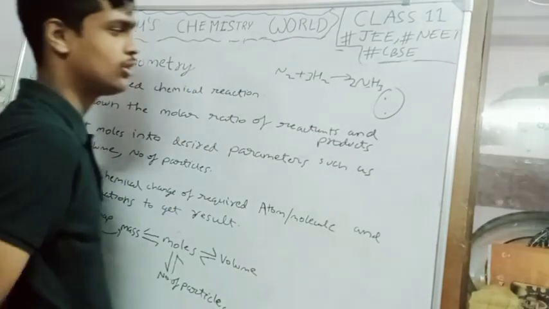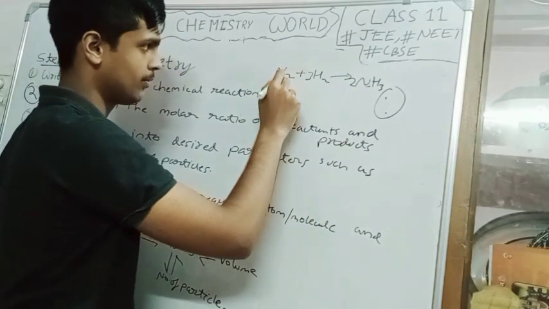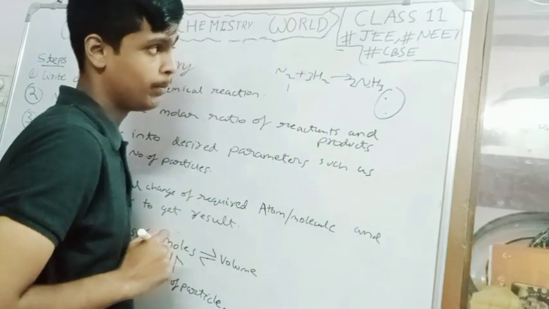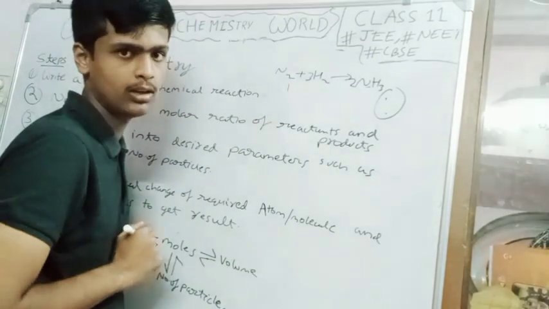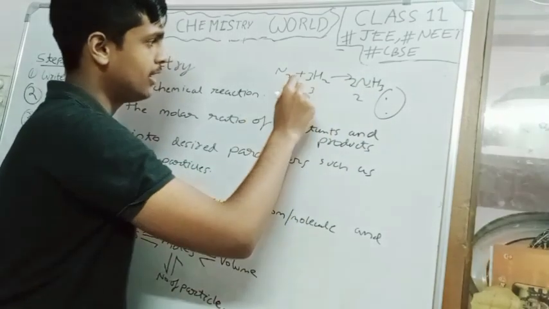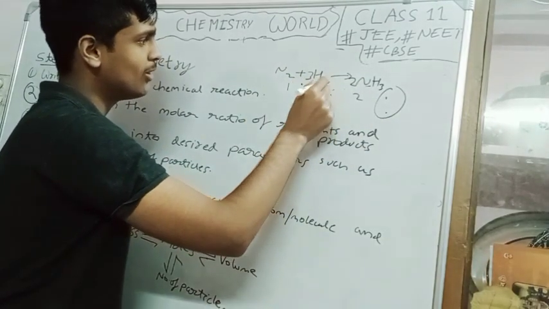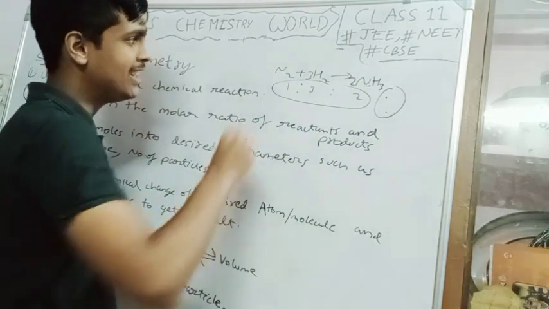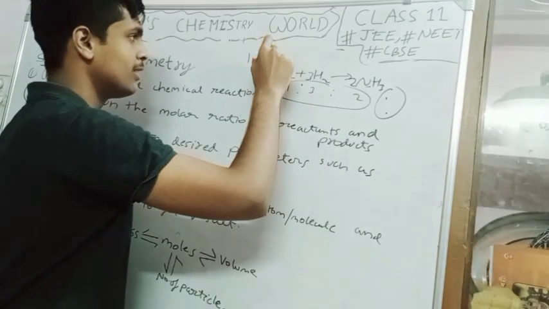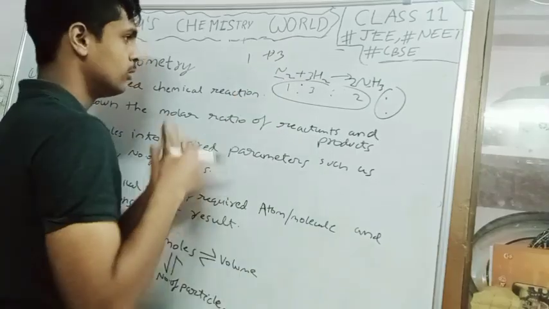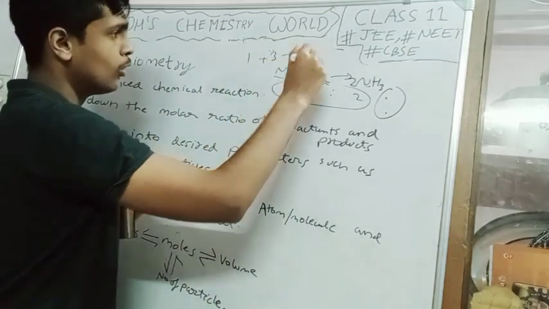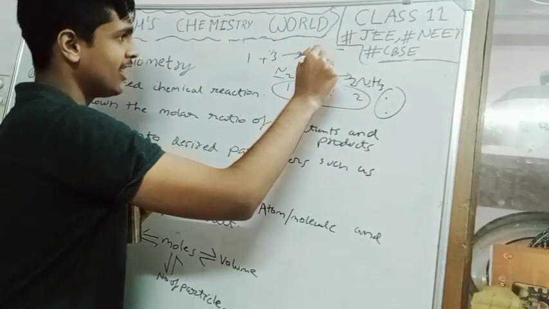Now what does molar ratio mean there? Note down the molar ratio of reactants and products. First, how many moles are there here? 1. You just write down below the molecule which is present here. Here 3 are there. First you write like this. And this is the molar ratio. This is the only molar ratio. It means 1 mole of nitrogen is reacting with 3 moles of H2 to give 2 moles of NH3.